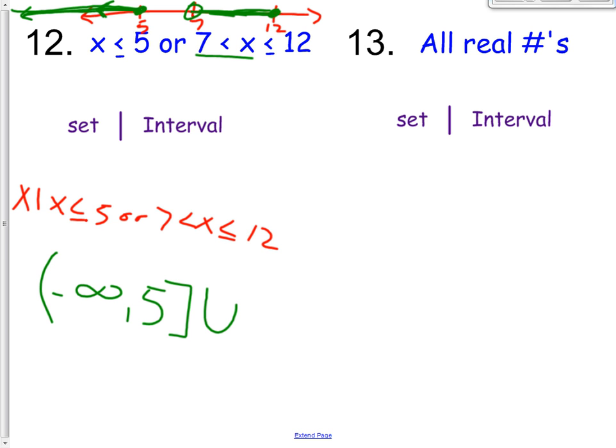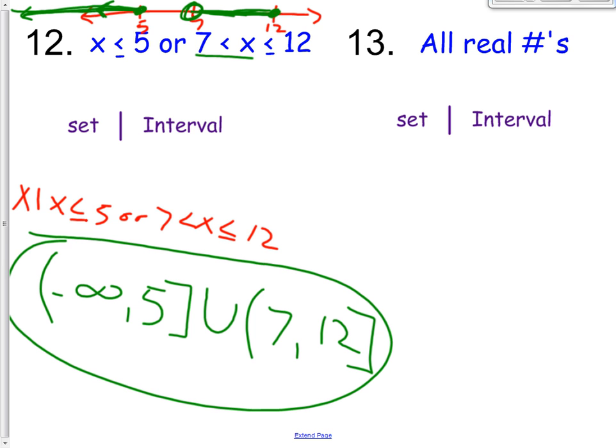Now we're going to start again at 7. Does it include 7? It's an open circle right here, so it does not include 7. So we're going to have a parenthesis. And how far to the right do we go? We end up at 12. Is it equal to 12, or is it just less than? It is less than or equal to, which means I have a bracket. Whew! And there is my answer for interval notation.